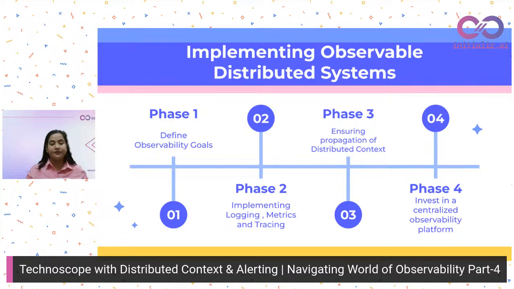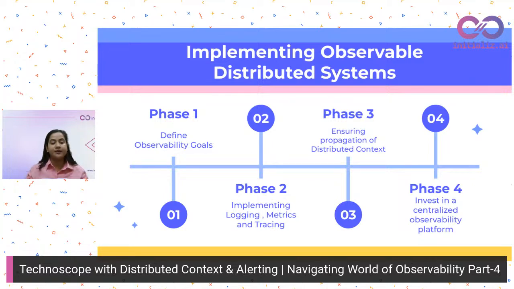So moving ahead, we have phases of implementing an observable distributed system. So how can you implement observability into a distributed system? These are some of the steps. These are not the exact steps. These are just a framework, or you can say a skeleton of it. And at every step, you have to be precise.